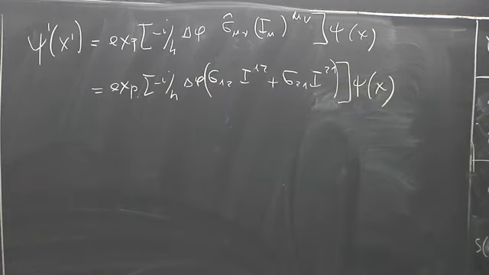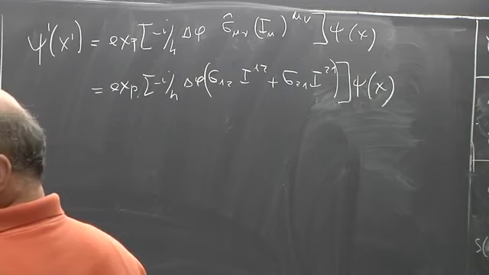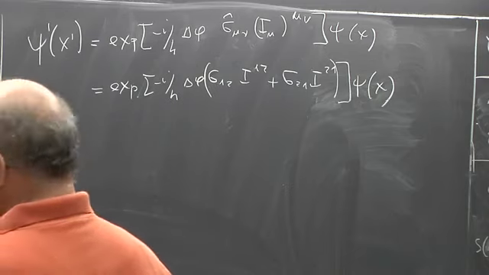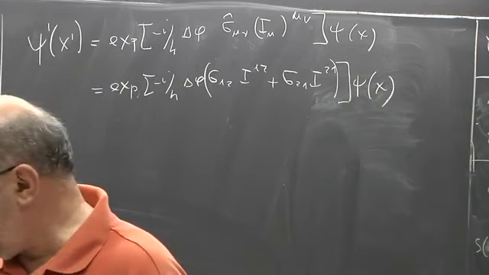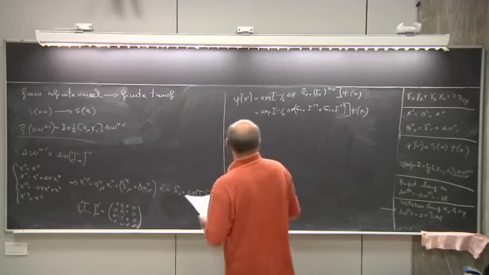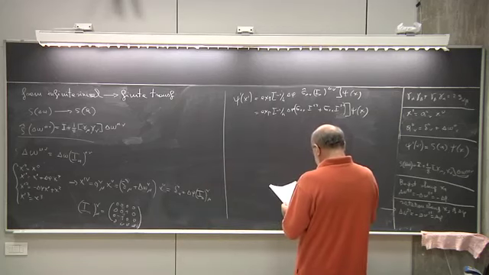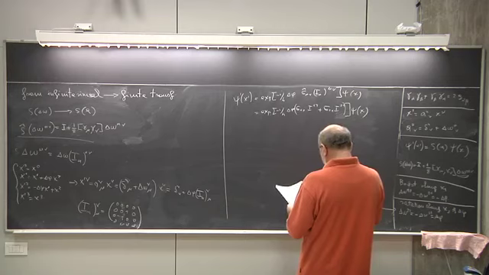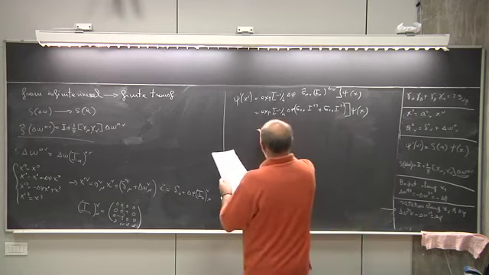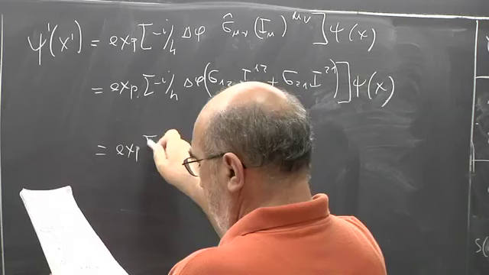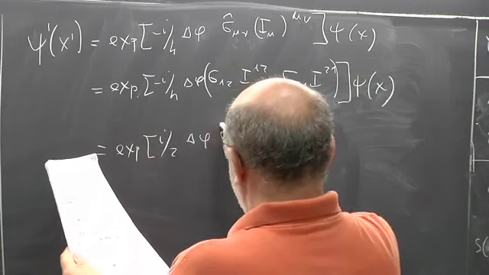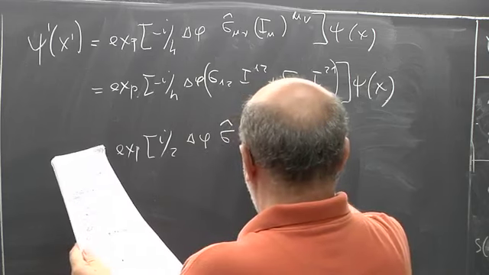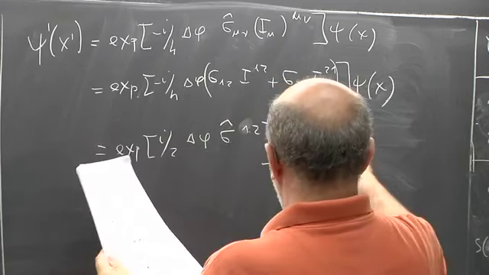But which indices are different from 0, different from the identity, in this matrix? In this matrix, there are only these two indices, 2,1 and 1,2, that are different from 0. Okay, remember, it's 0, 1, 2, 3 as indices. So you get that expression, and now if you work it out, you get exponential of i over 2 delta phi sigma^{12} ψ(x).